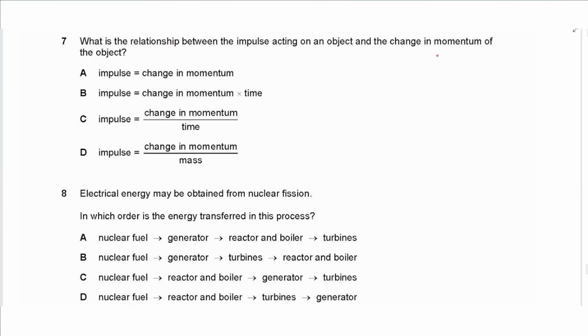Question 7 says, what is the relationship between the impulse acting on an object and the change in momentum of the object? They are basically the same thing, so impulse is equal to the change in momentum. That's correct. So we choose A.